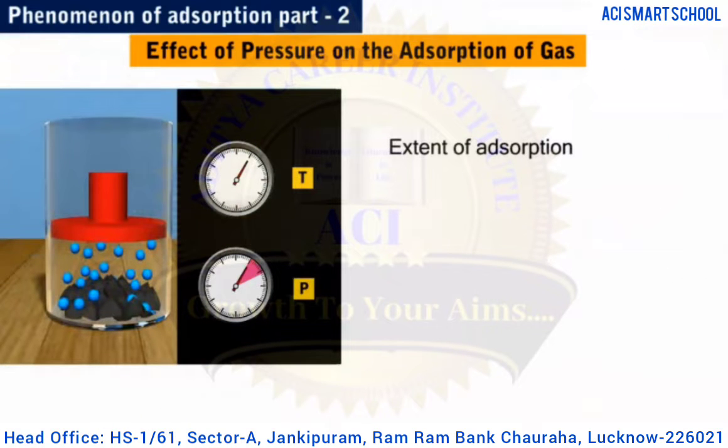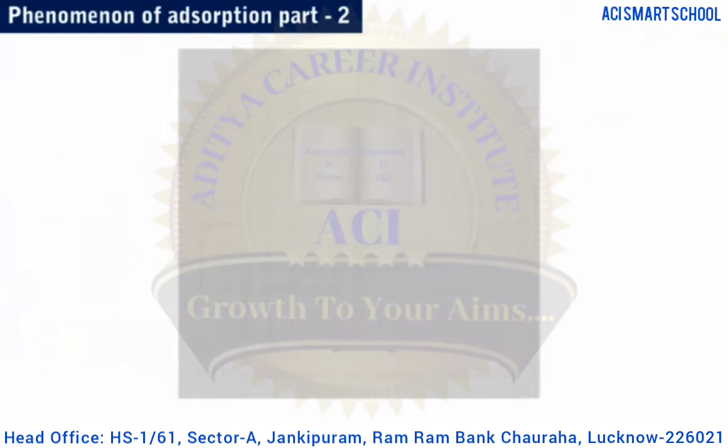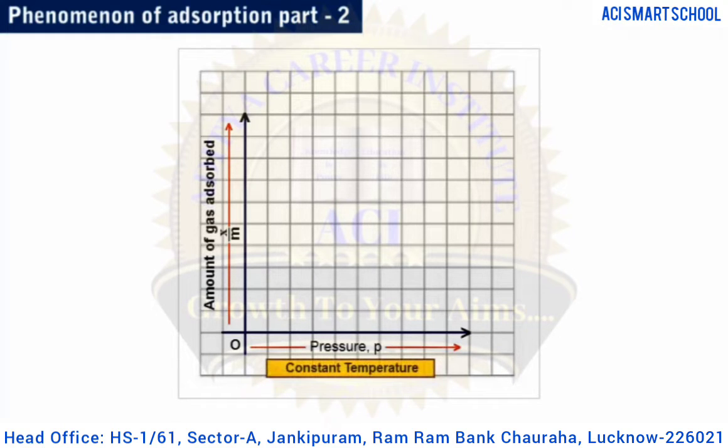The extent of adsorption, that is, the quantity of gas adsorbed per gram of the adsorbent, is expressed as x by m, where x is the mass of the gas adsorbed and m is the mass of the adsorbent. The variation in the amount of gas adsorbed by the adsorbent with the variation in the pressure at a constant temperature can be expressed by means of a curve. This curve at a constant temperature is called the adsorption isotherm.